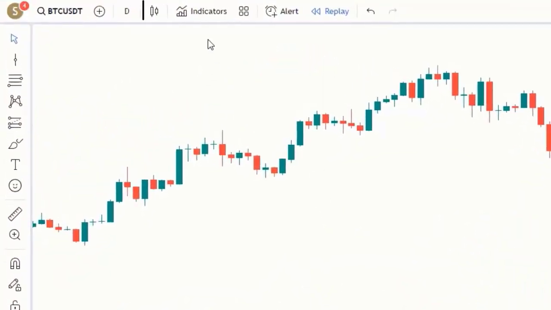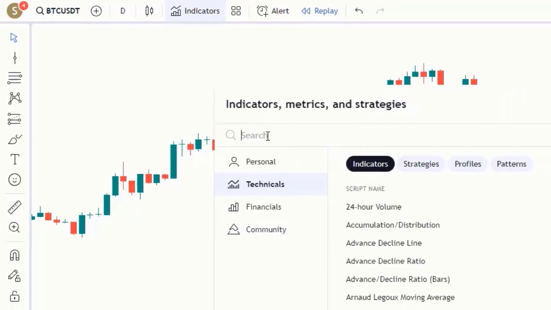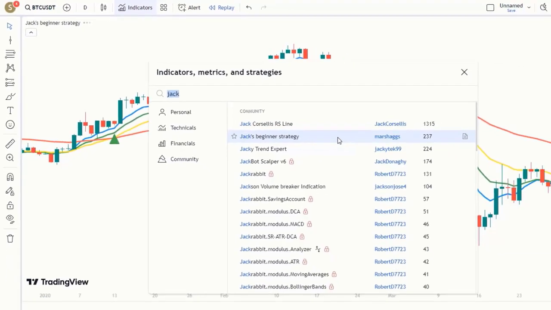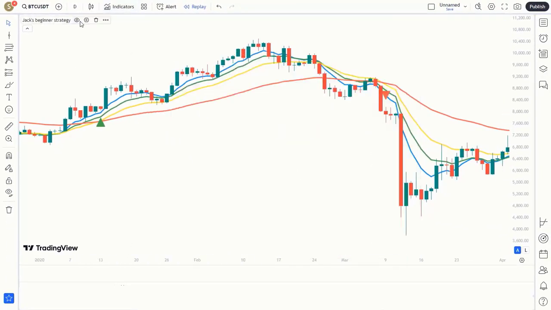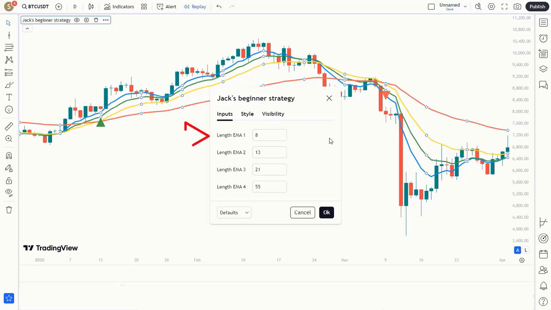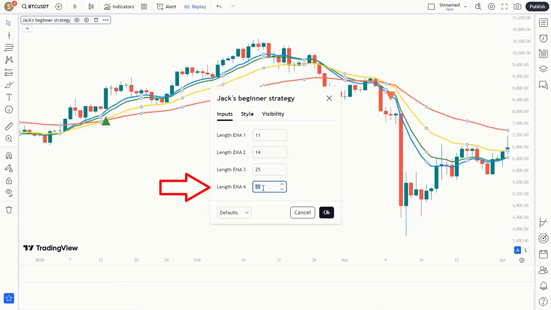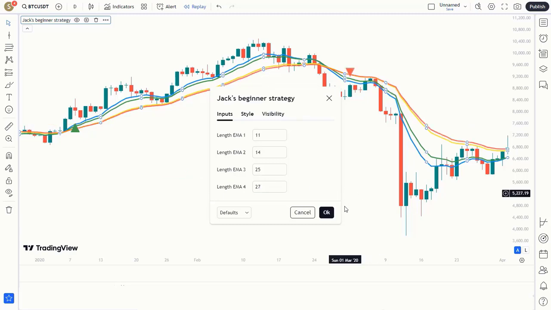First, go to the Indicators tab and type Jack's Beginner Strategy here. After that, add this indicator to the chart. First, we have to change some settings. Length EMA1 has to be changed from 8 to 11. Length EMA2 has to be changed from 13 to 14. Length EMA3 has to be changed from 21 to 25. Length EMA4 has to be changed from 55 to 27. Now everything is fine. Click OK.